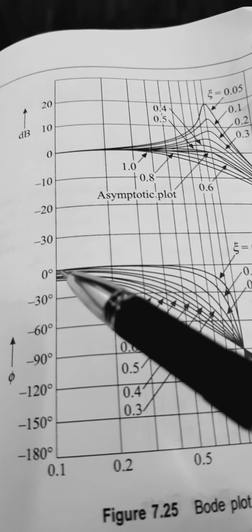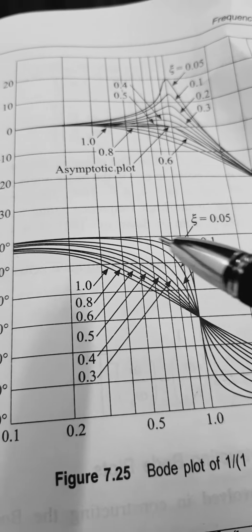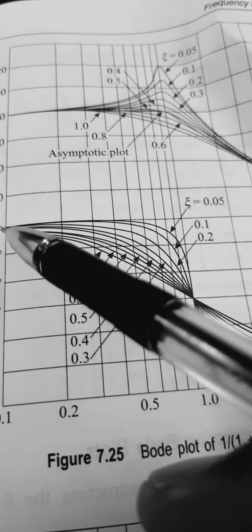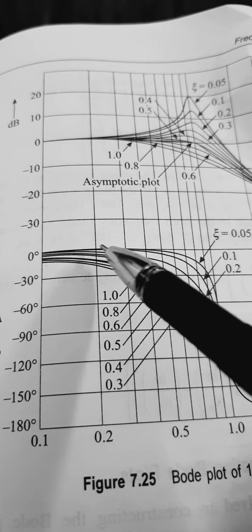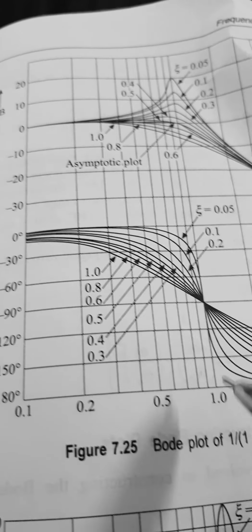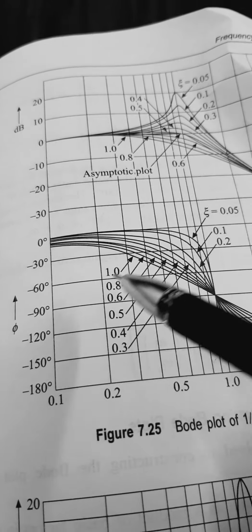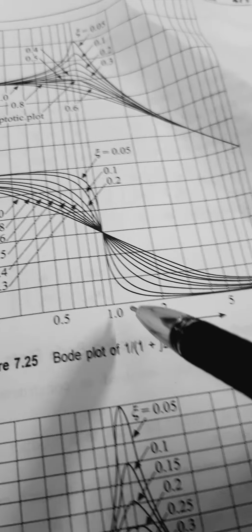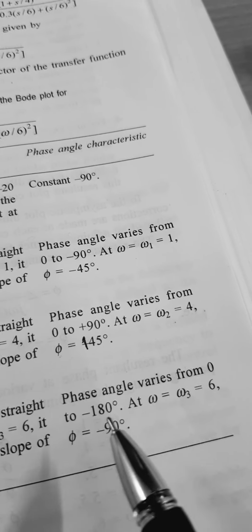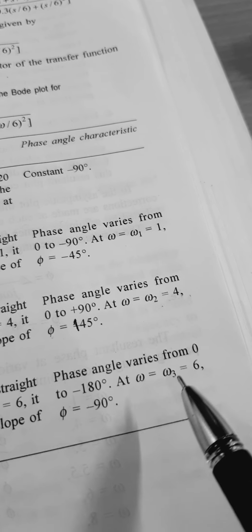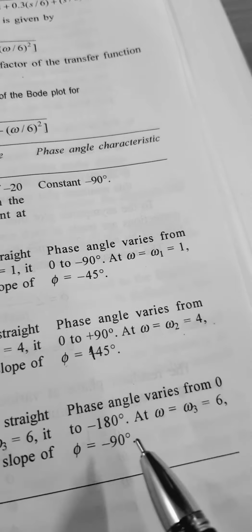And how does the angle vary? Psi is almost 0.15. For psi equal to 0.15, the curve comes closer to here. Then suddenly there is a jump at omega equal to omega 3, where the angle is minus 90 degrees. Then it goes toward minus 180. So you can see the phase angle varies from 0 to minus 180 degrees, and at omega equal to omega 3 equal to 6, the phase is minus 90 degrees.